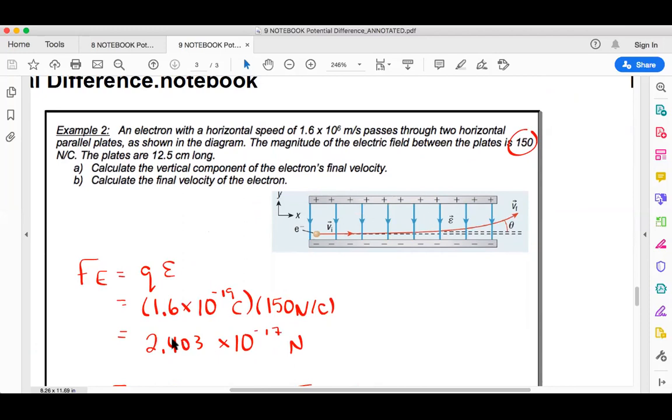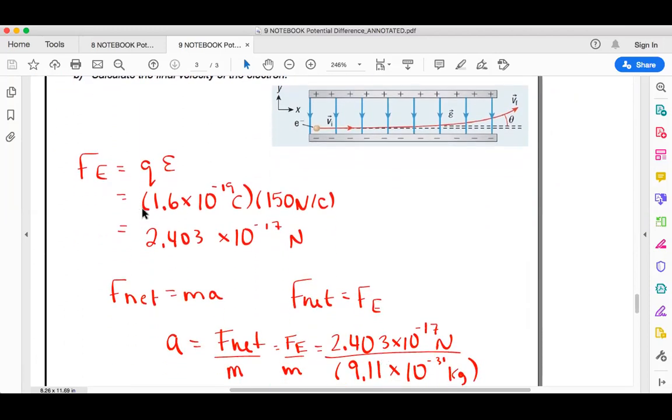And this is the same force no matter where it is in the plate, as long as it's within the plate, because it's a uniform epsilon. So Q epsilon tells us the electric force. And then the electric force is the only force, so net force equals Fe.